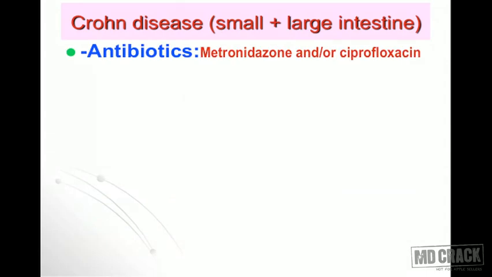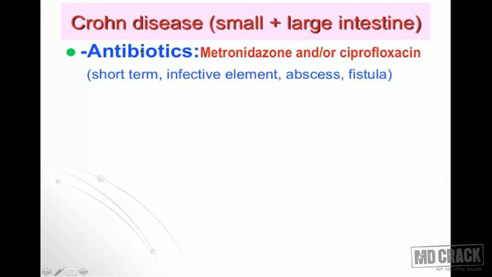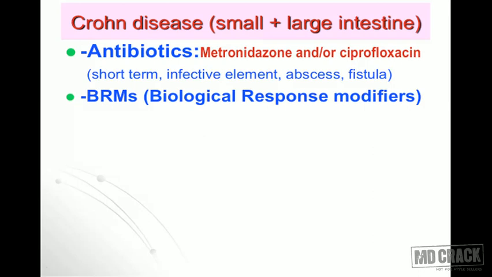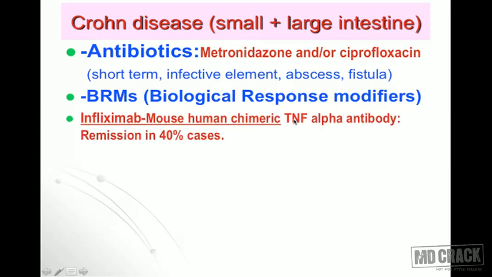Antibiotics which are useful in Crohn disease are metronidazole and or ciprofloxacin. Antibiotics are useful for a short time and if there is an infective element, if there is abscess or fistula formation. Then you give BRMs, that's biological response modifiers, and these are all monoclonal antibodies to TNF alpha, that's the tumor necrosis factor alpha. And there are many monoclonal antibodies now available. Let's have a look at them one by one.